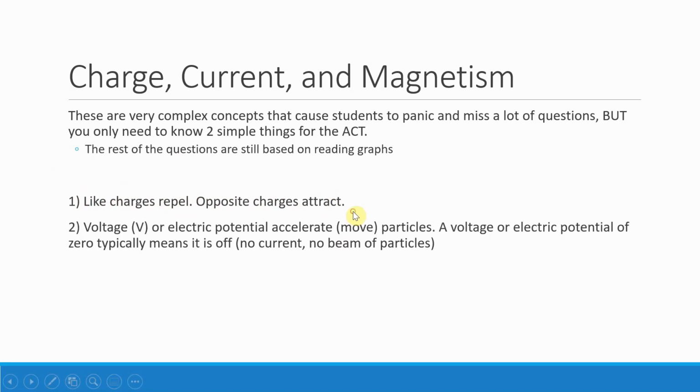That's rule 1. Rule 2 is that voltage, V, or electric potential, those are going to be used to accelerate or move particles, usually electrons or something. So if that voltage or electric potential is set to 0, that typically means that it's off. So you're not going to have a current, you're not going to have a beam of particles. And I'll show you on the next slide an example of what that will look like. I don't know if it's actually the next slide or the following, but I'll go through how you'll see each of these 2 things applied most of the time.